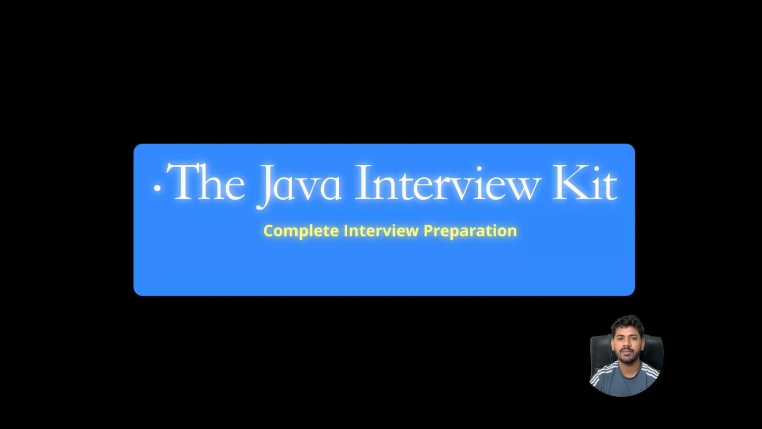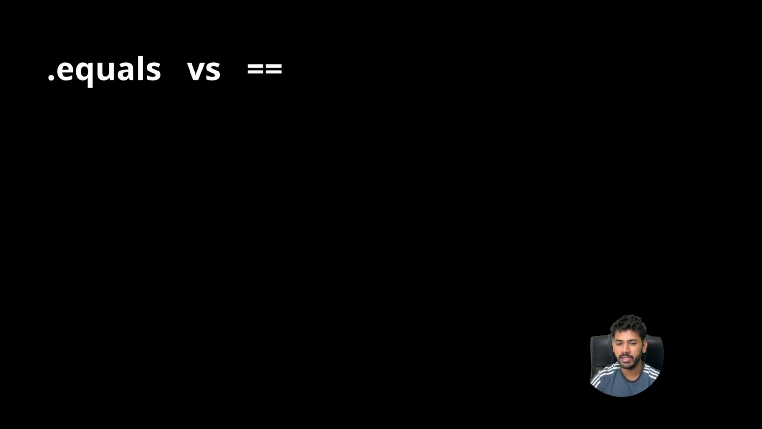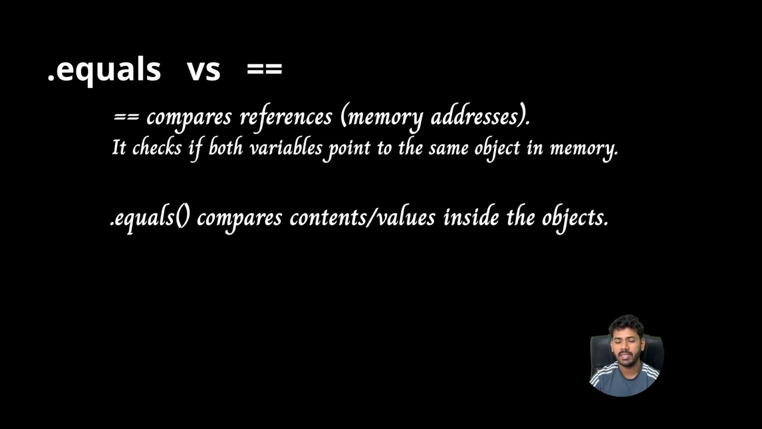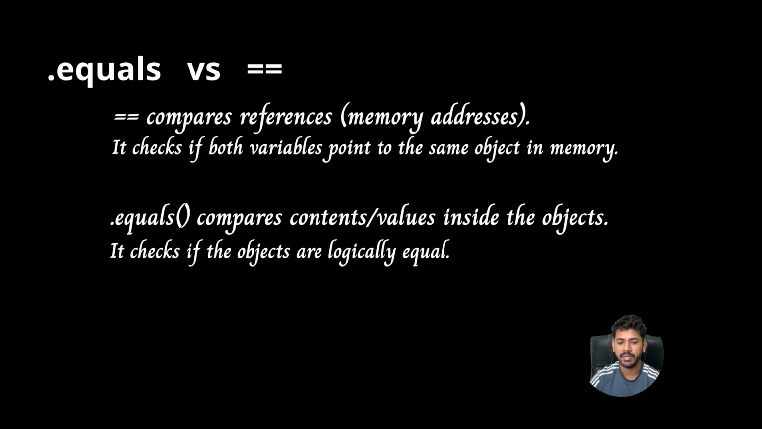So let's see what is our first question. Today we are looking at: what is the difference between dot equals and double equals? When we talk about double equals, it compares the memory addresses, not the actual values. So the result might be different than what we are expecting.